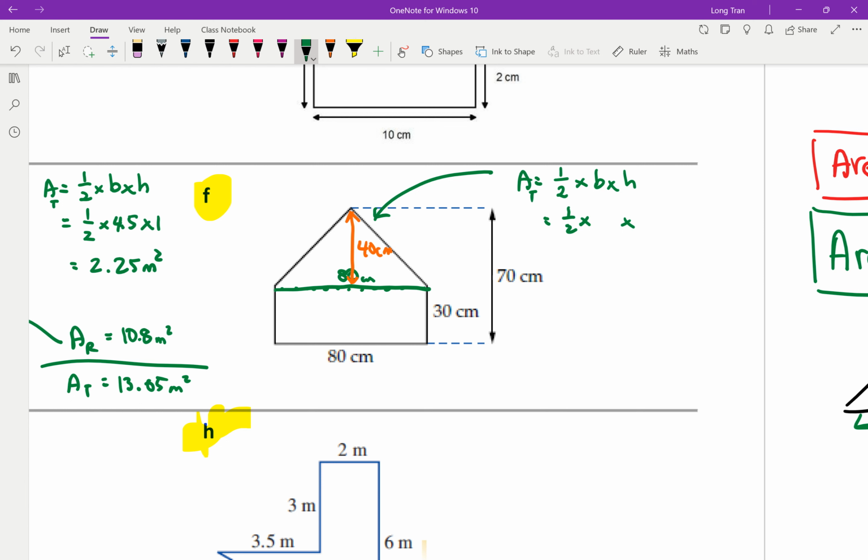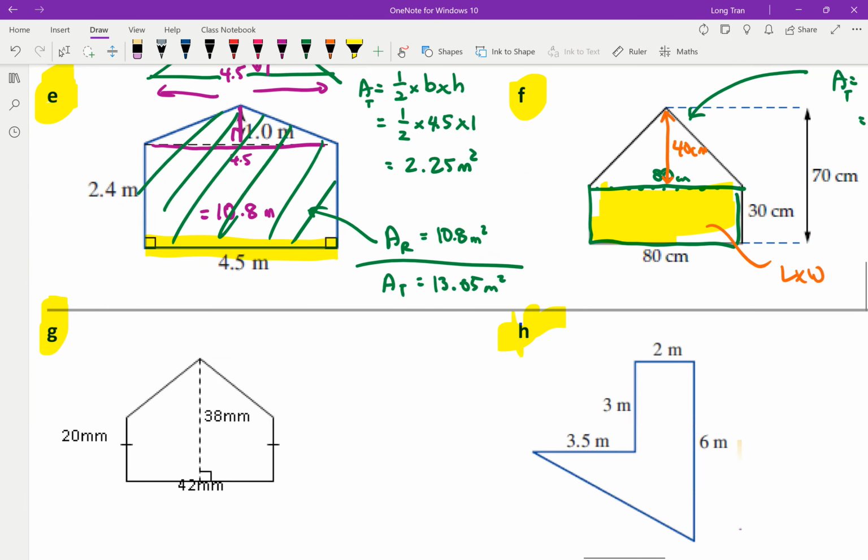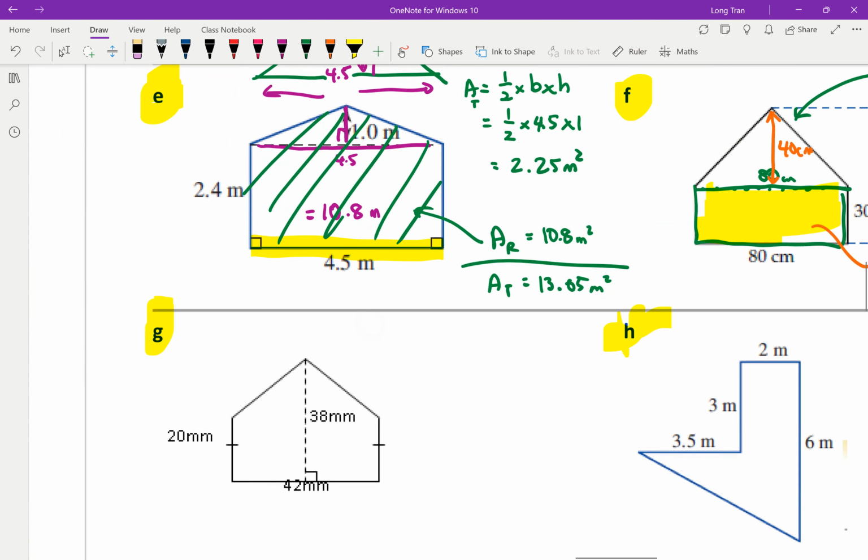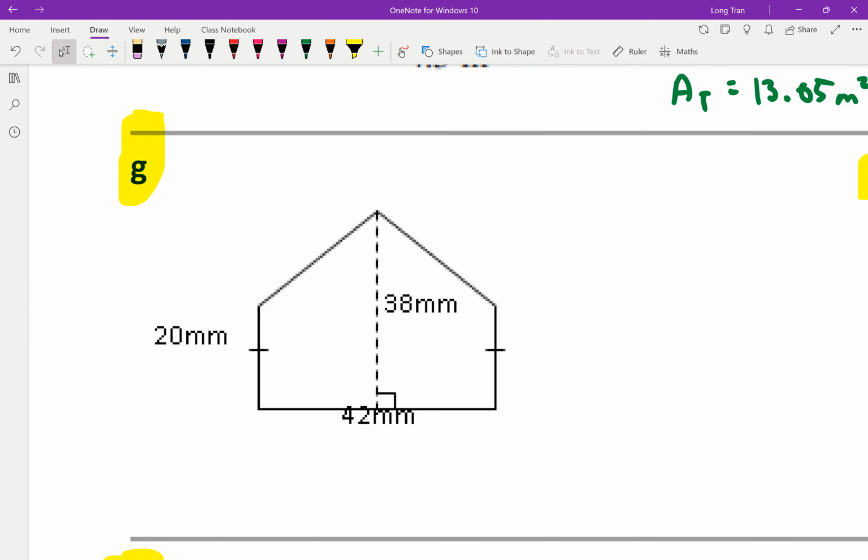And then what are you missing now? You need to find the area of the rectangle as well. This is the area of the rectangle. But I'm assuming at this point you know how to find the area of a rectangle. Okay, length times width. Add the 2 together and you get your answer. So you can see that E and F are pretty much the same. And then I'm going to leave G for you to do because it's the same concept.